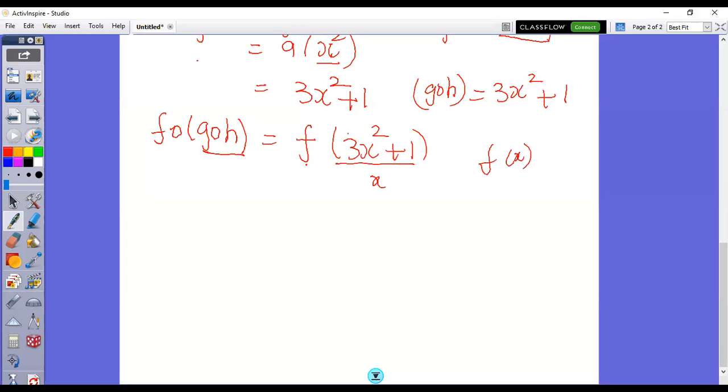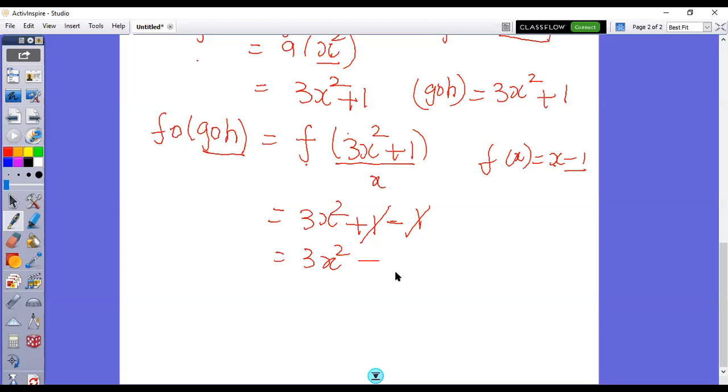F of X value is x minus 1. F of X value x minus 1. So X value is 3x square plus 1. So minus 1. Plus minus cancel. So the answer is 3x square.